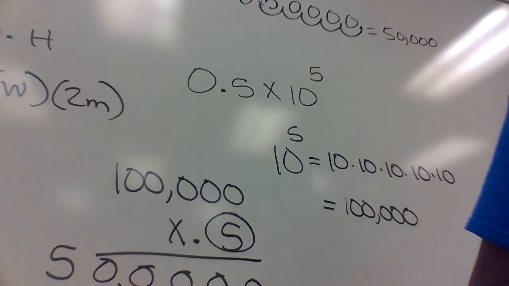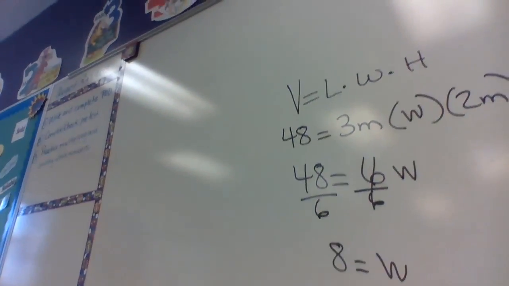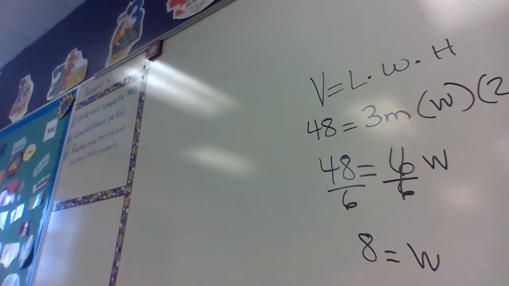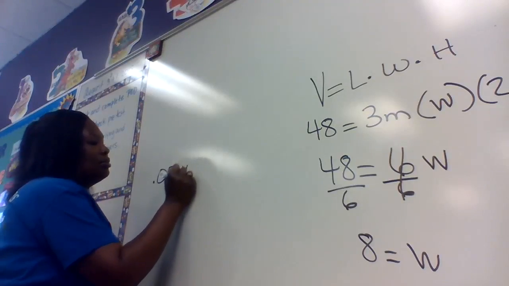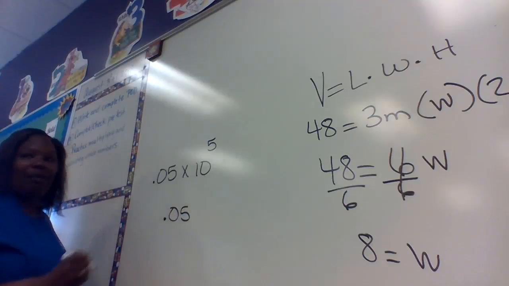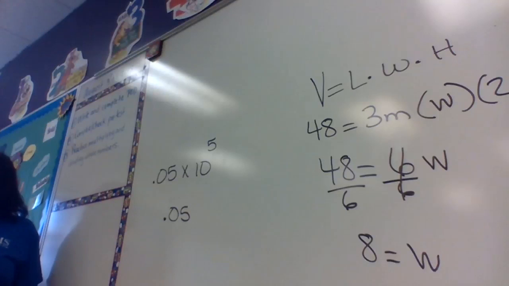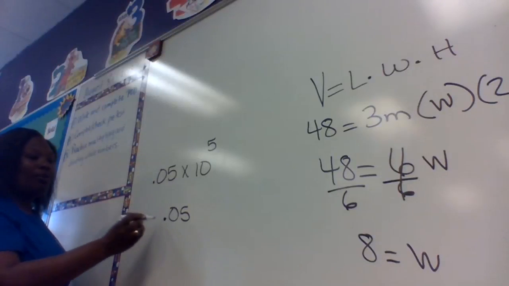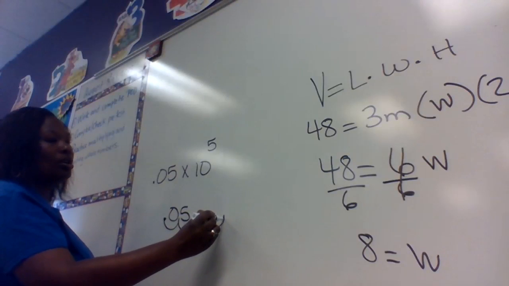All right. Then the second one says 500 times 10 to the 5th. That means I'm going to take this decimal and move it how many times? 5 times to the right. Because anytime you multiply, you are getting bigger, so my number needs to get bigger. Okay? So I'm going to move it 5 times. 1, 2, 3, 4, 5.